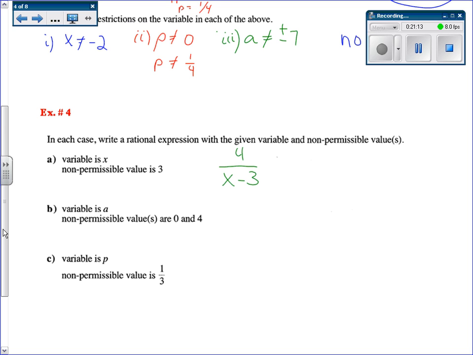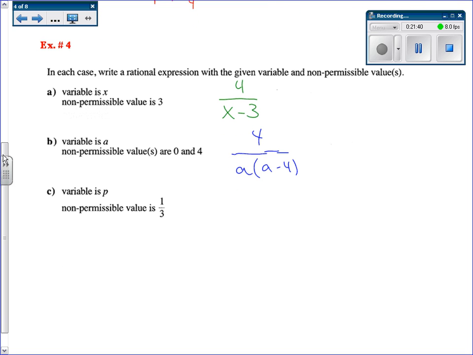The variable is a, and the non-permissible values are 0 and 4. So we need to have something like a times, and then we want maybe a minus 4. And then let's just put a 4 on top, because we're sticking with that. So a equals 0, a minus 4 would give us a equals 4 would give us 0. And the variable is p, the non-permissible value is 1 over 3. So what we want to do is rearrange this. Oh, no, that doesn't work for that one. Let's forget that. Okay, so p equals 1 over 3 is a non-permissible value.